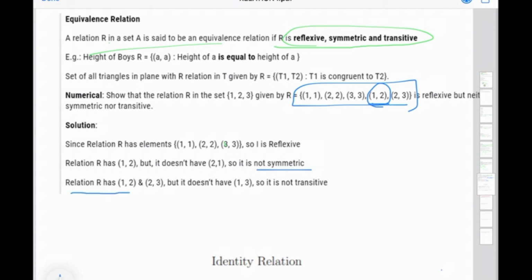Now you can see the last one, that is transitive. Here (1, 2) is there, (2, 3) is also there, but (1, 3) is not there, so it is not transitive. So this way you have to check in the sums also whether they are reflexive, symmetric or transitive. So I hope all this is clear to you.